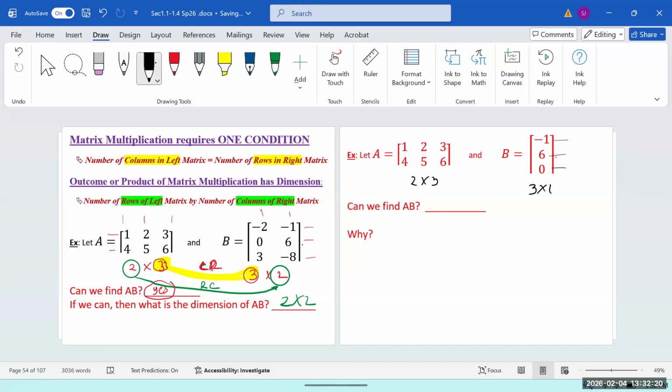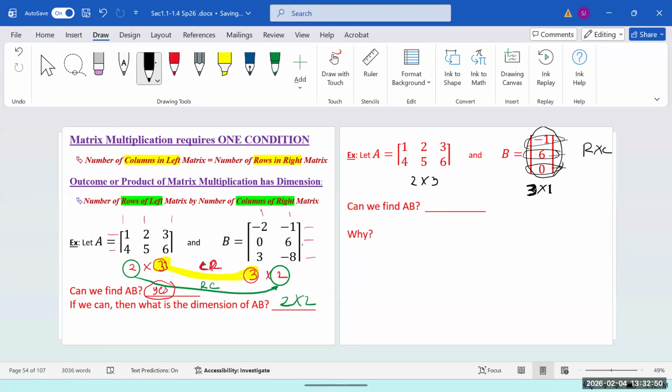So can you multiply A times B? Wait, can you explain why we wrote 3 by 1? I couldn't hear you. So this is row 1. This is row 2. This is row 3. So we have 3 rows. Oh, okay. But how many columns? Only one. So it's 3 by 1. Dimension always has row by column. Row always comes first.